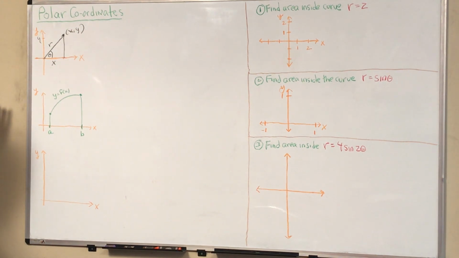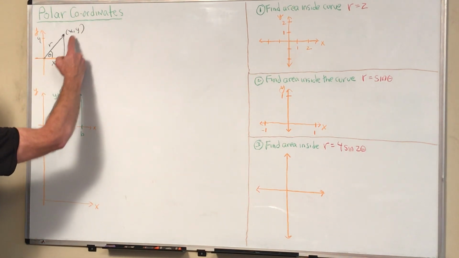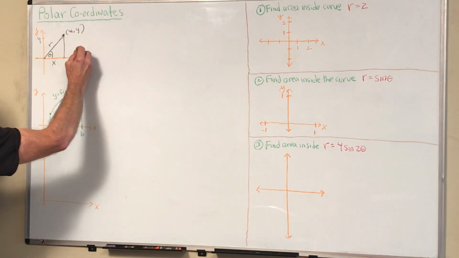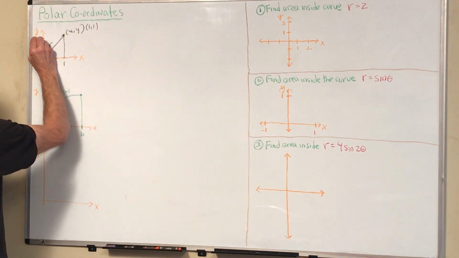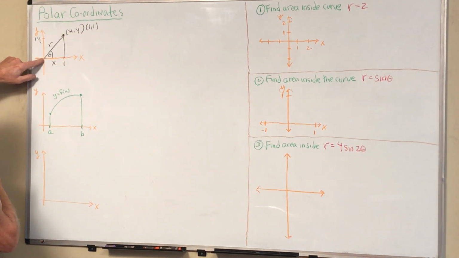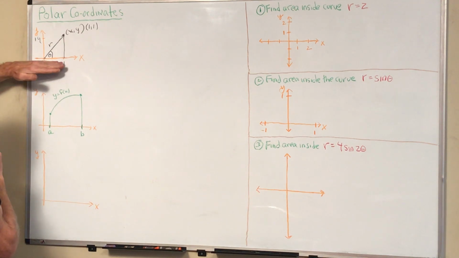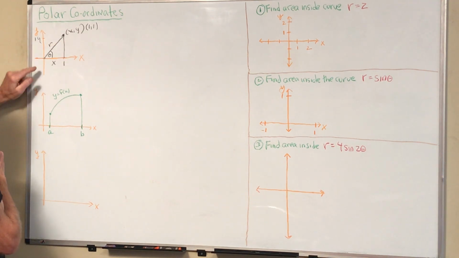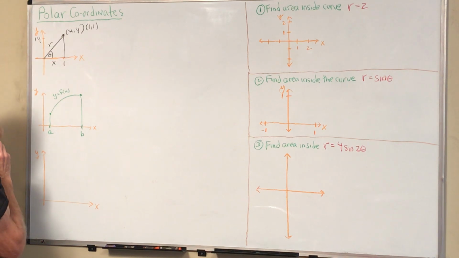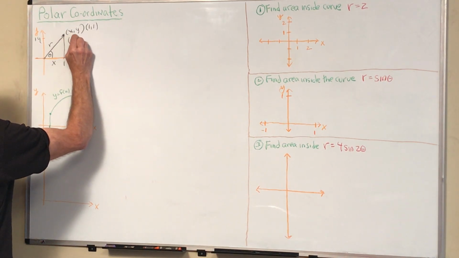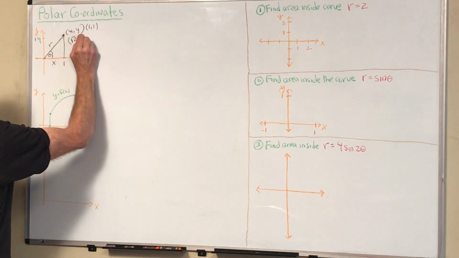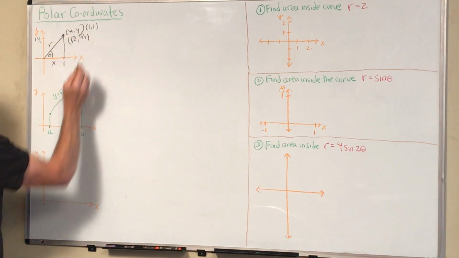So just as an example, say this was the point 1, 1. So this is 1 and this is 1. You could get to that same point by going 45 degrees out and then going out the square root of 2. So r would be the square root of 2, and the angle would be pi over 4.